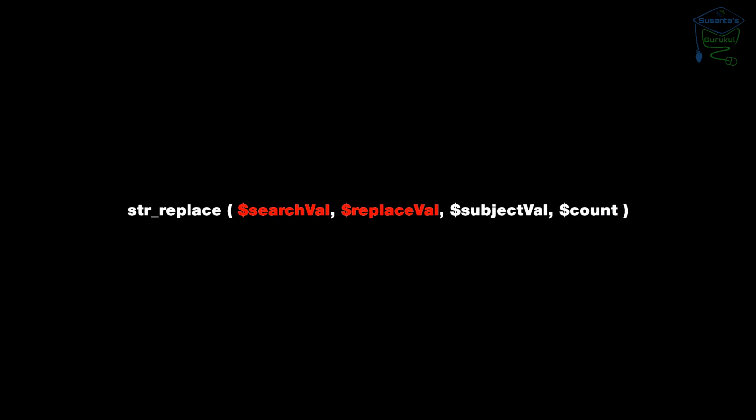If the search_val and replace_val arguments are arrays, then all the elements of the search_val argument are searched in the subject_val string and replaced by the corresponding elements in the replace_val argument. If the number of elements in replace_val is less than that in the search_val array, then any occurrences of the additional elements of search_val in the subject_val argument will be replaced by an empty string.